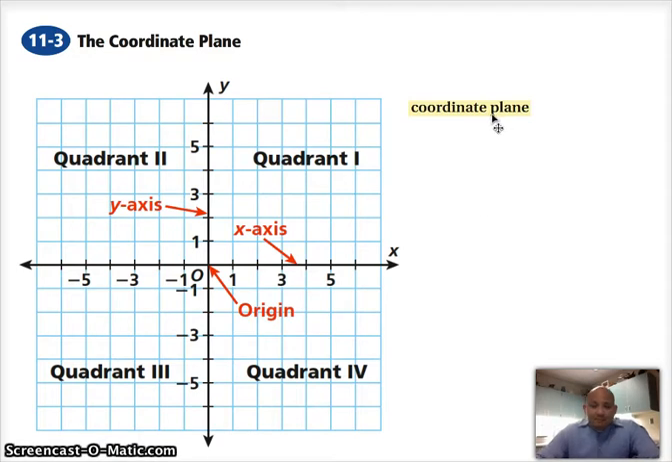Our first term is coordinate plane. The coordinate plane are these two number lines that intersect at 90-degree angles. Simply put, that's the coordinate plane. We're going to talk about axes. The axes are the two number lines themselves, the horizontal one and the vertical one. The x-axis. The x-axis is the horizontal number line. The y-axis. The y-axis is the vertical number line.